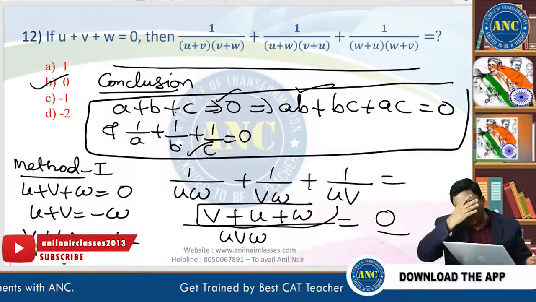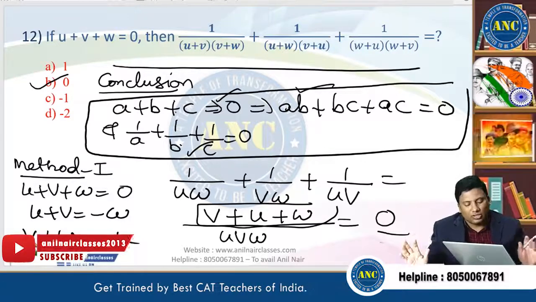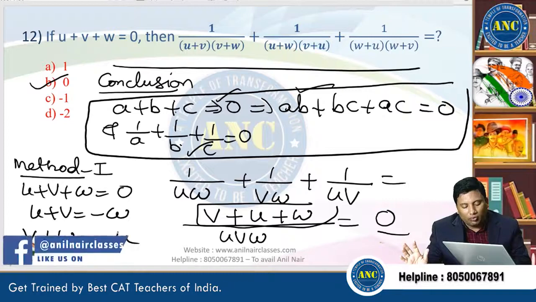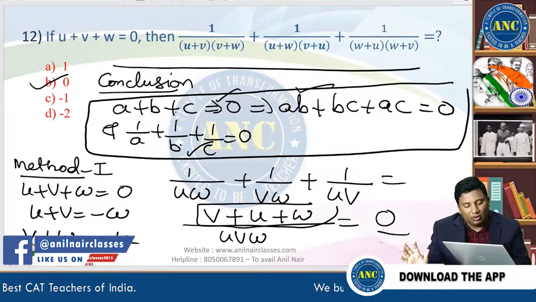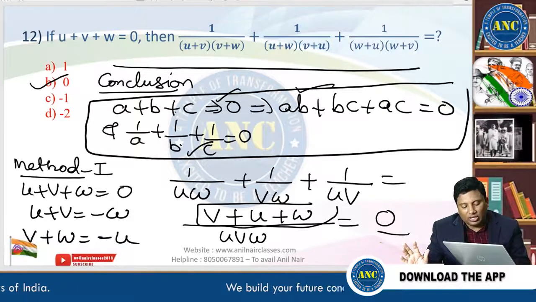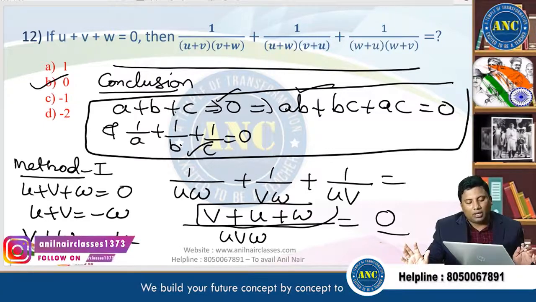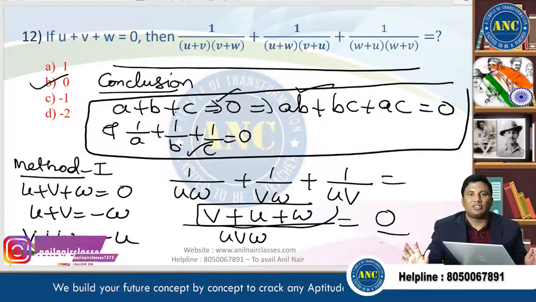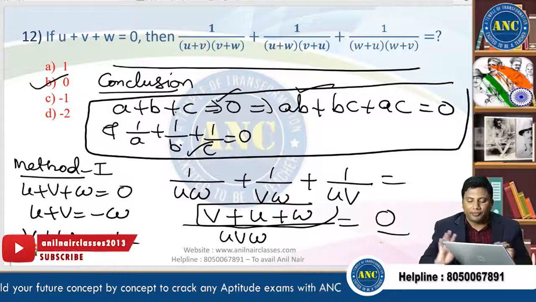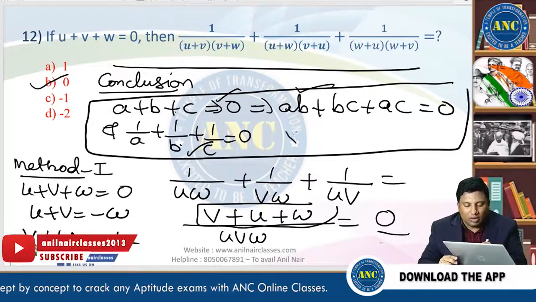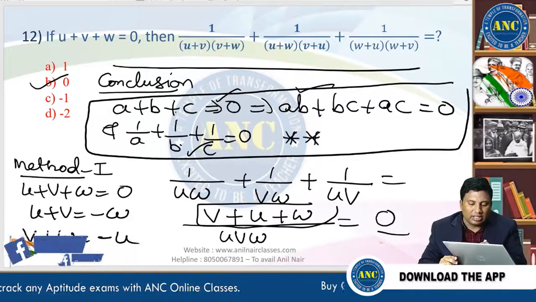Wherever v plus w is there, substitute minus u. uw, vw, uv. LCM is uvw. So top v, next u, next w. u plus v plus w, a plus b plus c is always 0. Idea clear? This conclusion I am going to use in the next problems.